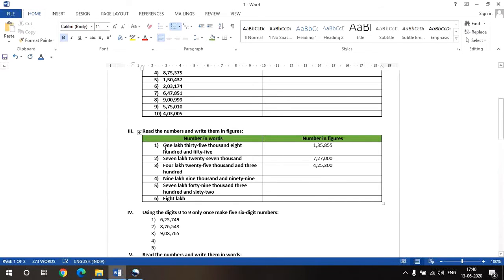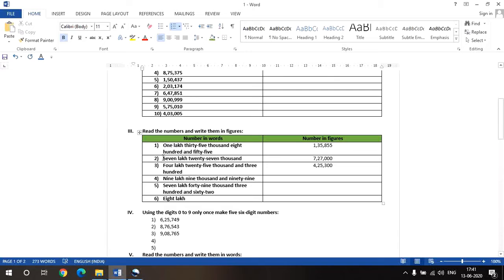The first one, 1,35,855. First is 1 lakh. So I write 1. Then 35,000, that is 35. 855. Hence I get 135,855. Okay.